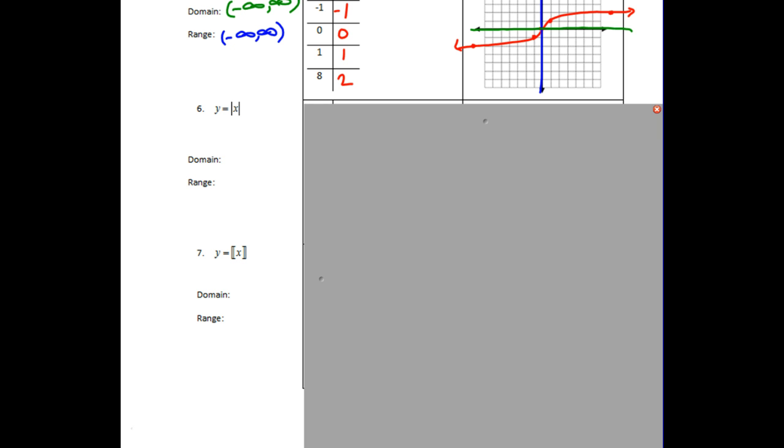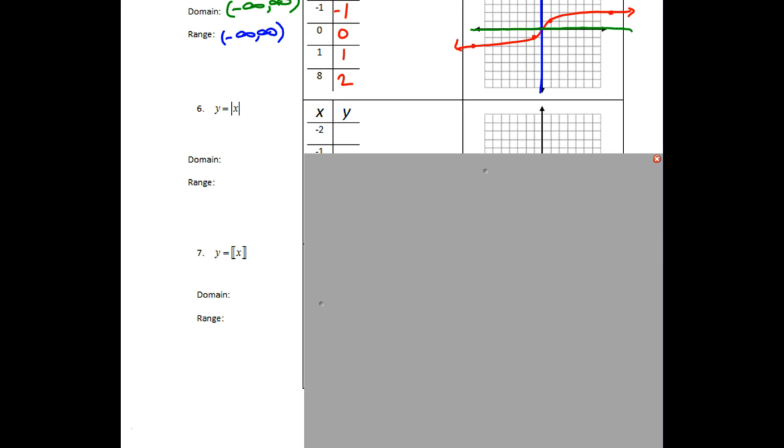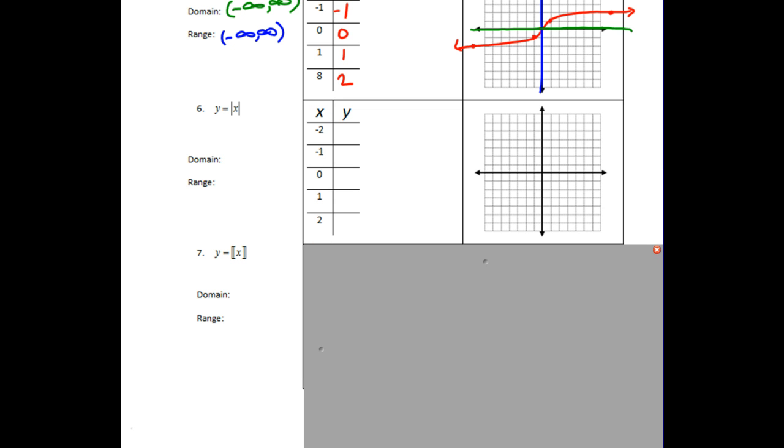All right, next one we're going to look at is the absolute value. And the absolute value, we can go back to our original numbers, -2, -1, 0, 1, 2. So we can go back to our original numbers, and we can get these coming out as 2, 1, 0, 1, 2. Remember, absolute value, that means they always come out positive. It's your distance from 0. Distance is always positive. So let's graph these points.